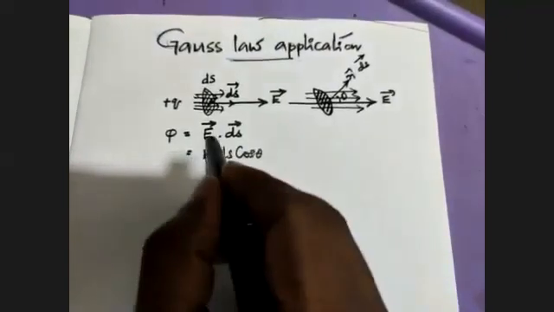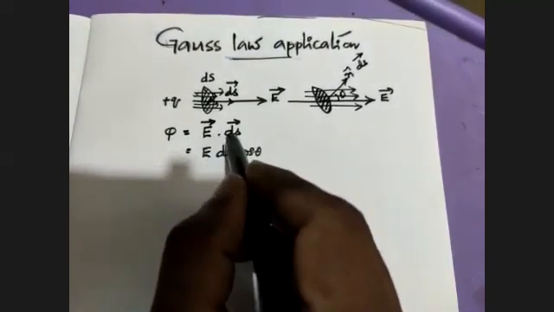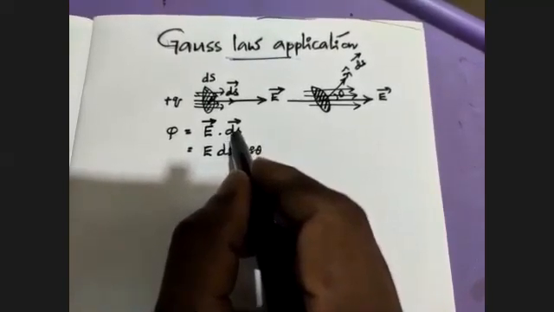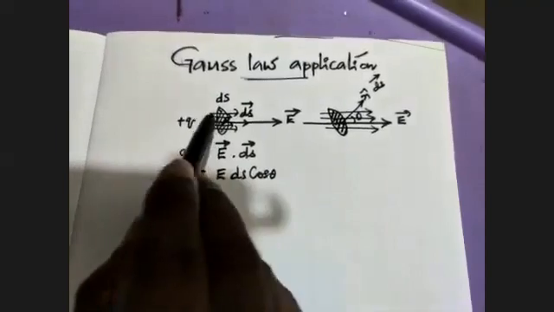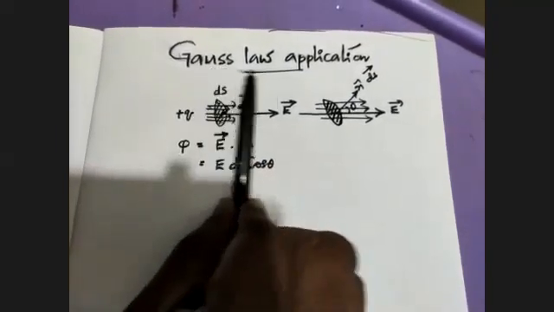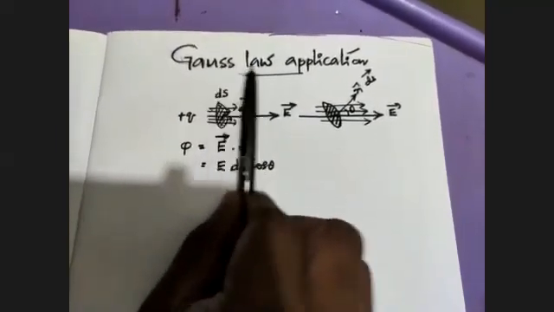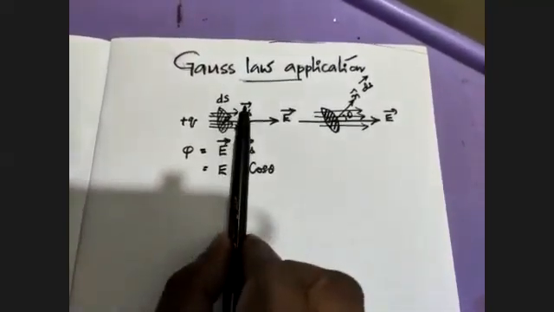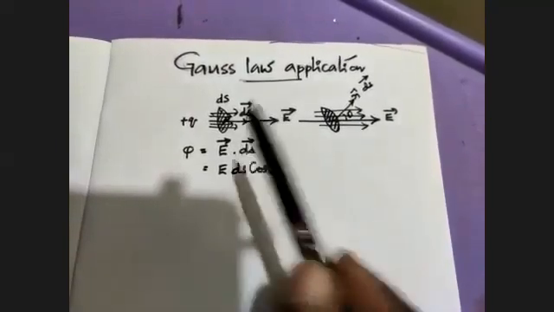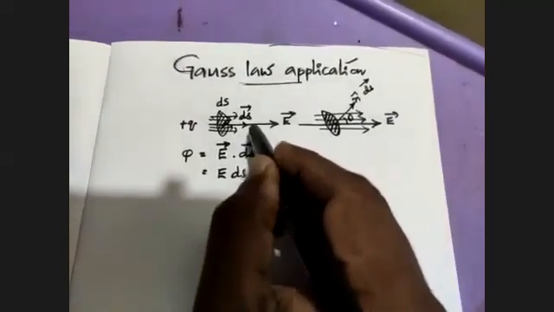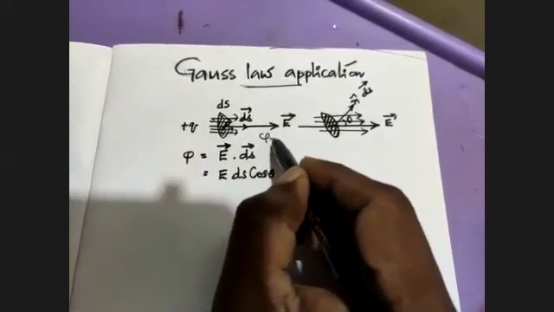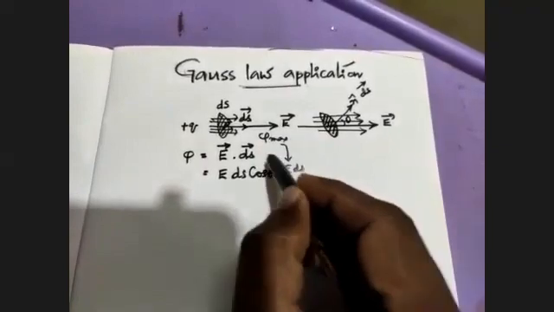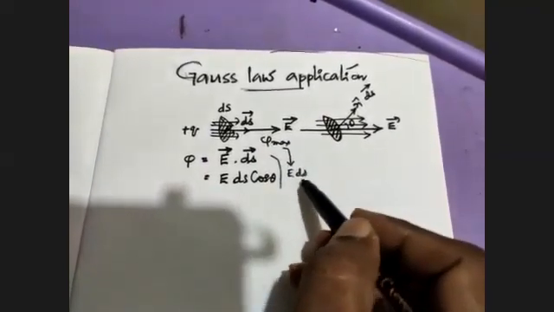Theta is the angle between the electric field and the direction of orientation of the surface which we are selecting. See here, the surface is facing in this direction, and the electric field is also going in the same direction. So the angle between ds and E is equal to 0. That's why in this case the phi value is maximum. The maximum phi formula is E ds only. Why? Because cos 0 degrees is equal to 1.